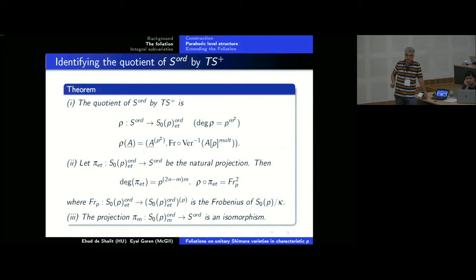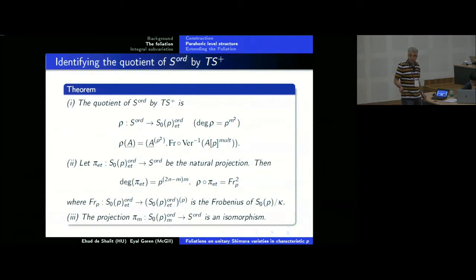You also have a map going backwards from here to here, which is just forgetting the level P structure, right? So you can go from here to here by projection. And if you compose these two maps, this map is of degree m squared. The other one of forgetting the level is of degree 2n minus m times m. When you compose them, you get a map of degree p to the 2nm, which is just Frobenius squared. Of course, Frobenius does not take you from S0P to itself, only Frobenius squared, because the field of definition is Fp squared.